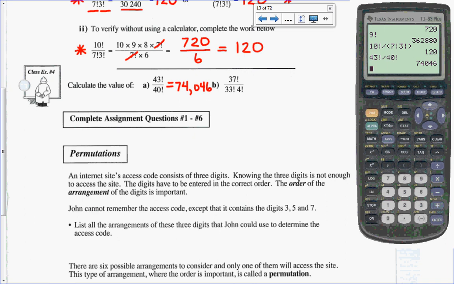Try the next one, stop the video, and then start the video again and check your answer.